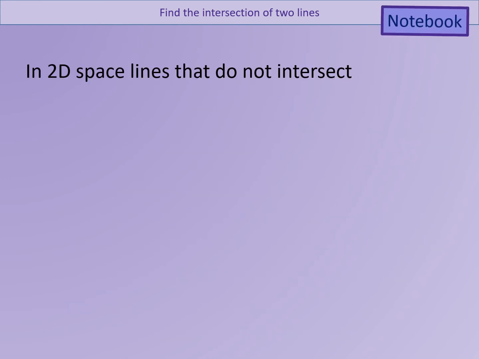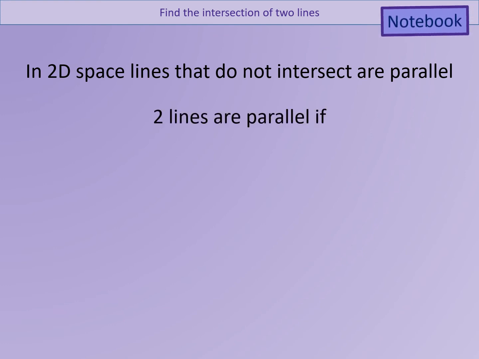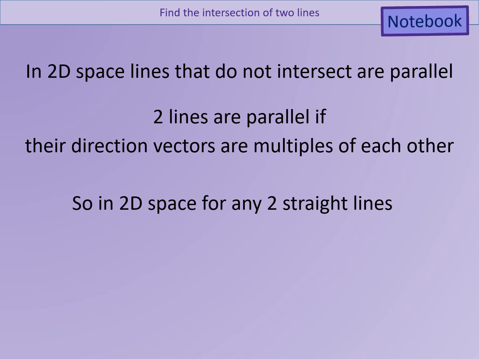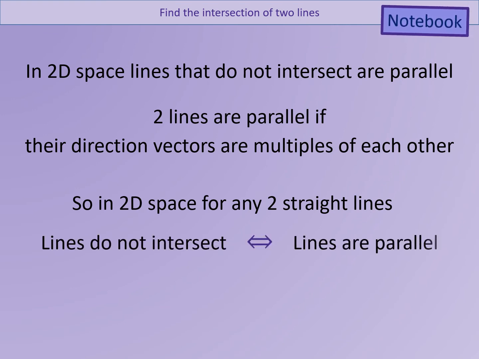In two-dimensional space, if we know that two lines do not intersect, we can conclude they must be parallel. In other words, they stay the same distance apart all the way along and never meet. We know that two lines are parallel if their direction vectors are multiples of each other. So it's quite easy to tell in 2 dimensions if two lines are parallel by looking at the direction vectors and seeing whether one is a scalar multiple of the other.